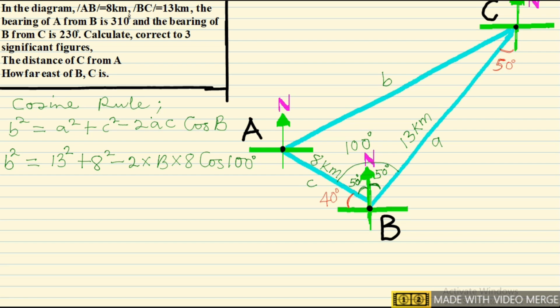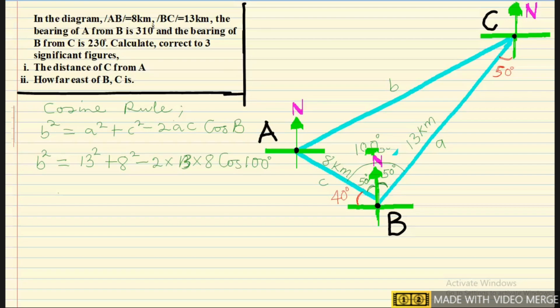Of course, you should know that the negative here will go to multiply, so compute one after the other. Let's compute step by step. Make sure you press your calculator well, to avoid mistakes. So we have b squared equals 13 squared, that's 169, plus 64, minus, now everything after the minus here is multiplication. Remember your BODMAS. Please be careful when you get to this place.